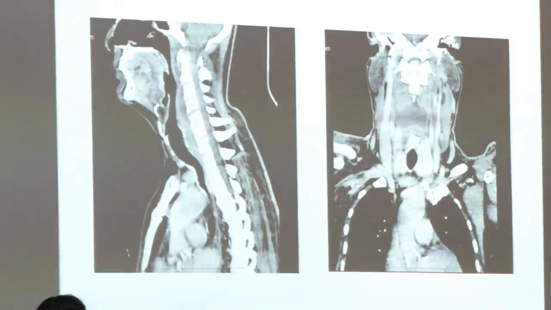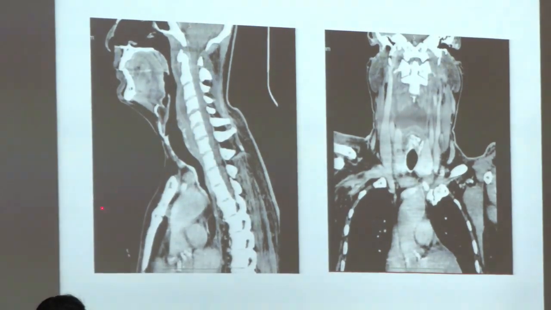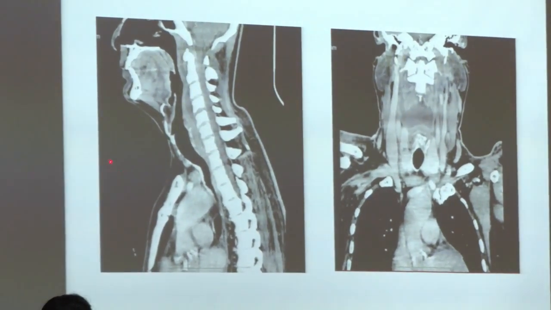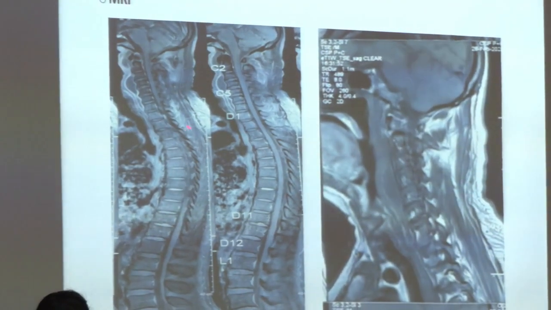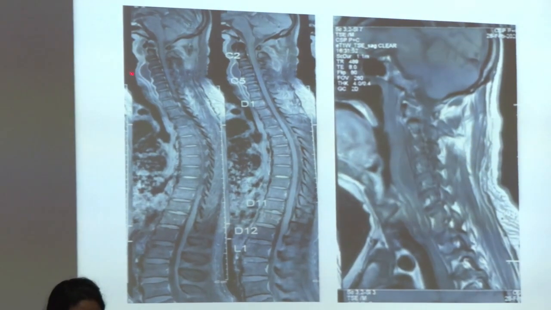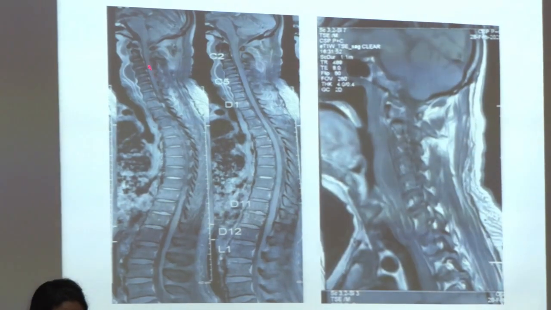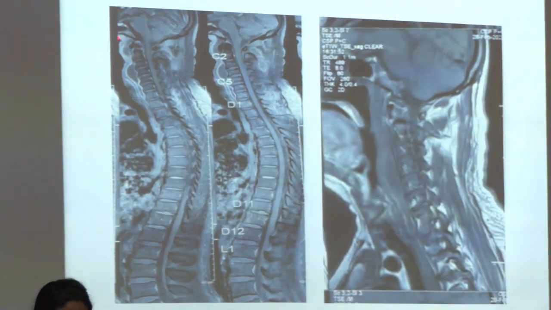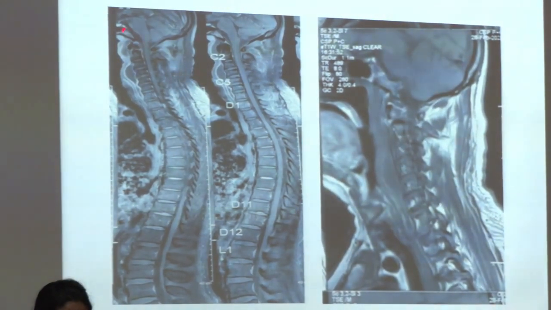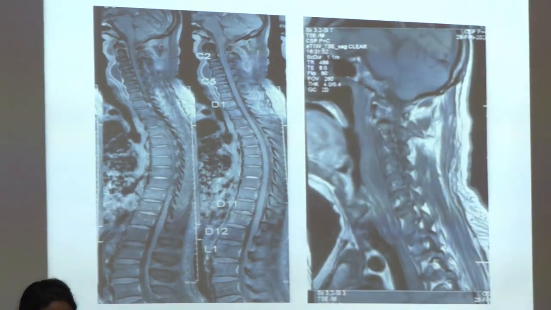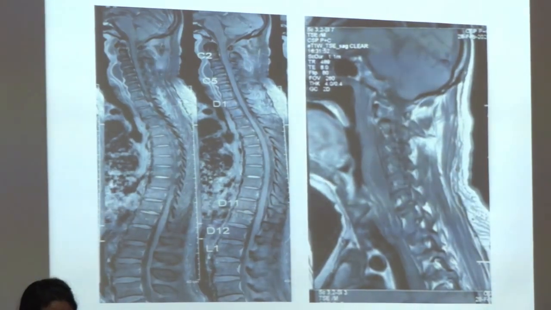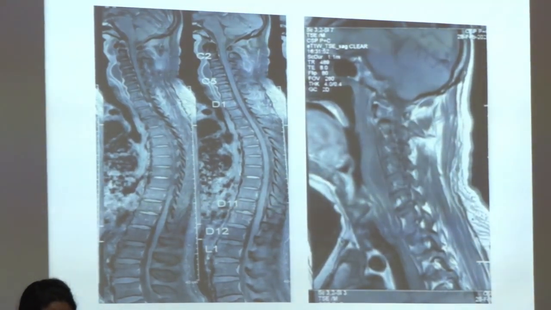Superiorly it is extending up to the clivus, and inferiorly up to the lower cervical vertebra. These are sagittal T1 post-contrast images of MRI, showing us the presence of a heterogeneous abscess in the cervical region, which is showing peripheral enhancement. Here we can see the involvement of the posterior elements also. So this was given as a prevertebral abscess.